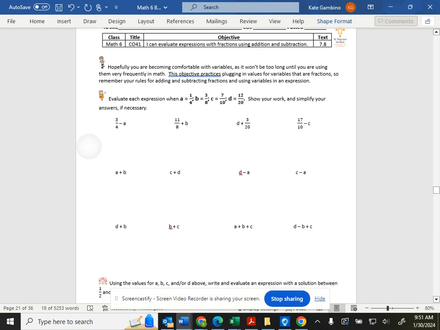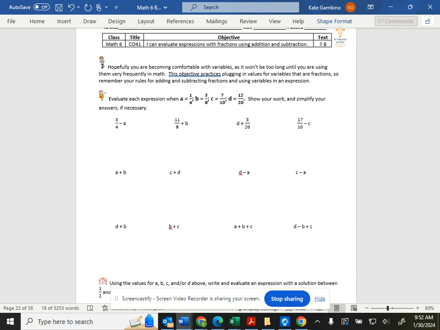Then we have CO41. I can evaluate expressions with fractions using addition and subtraction. So we have to review the rules for adding and subtracting fractions. We're doing variables with them. So we've worked with fractions in the fall. Now we're working with variables and we're putting them both together. So we need to review what it means to add and subtract fractions. Who can tell me the rules? What are our rules that we can write on our help sheet? When we're going to add or subtract fractions, what do we need?